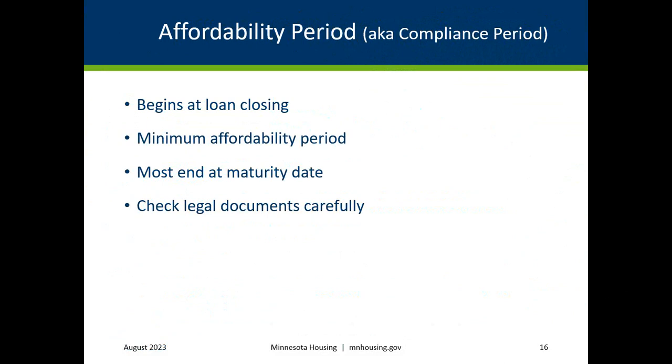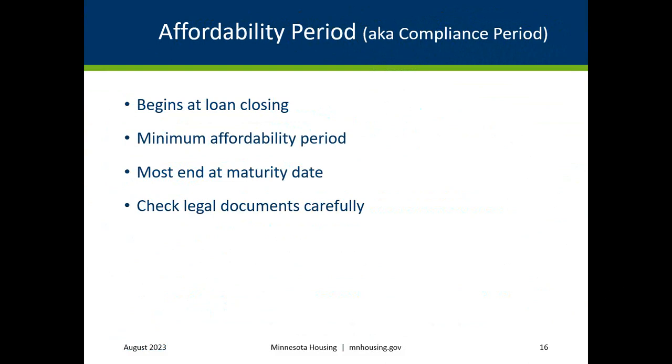Many loans have a minimum affordability period, that is, a minimum number of years the owner must comply with the income, rent, and occupancy requirements, even if the loan is repaid or forgiven. Many loans have a 15-year minimum affordability period, but some may be more than 15 years and some may be less. Check your program guide and/or loan documents carefully for language regarding a minimum affordability period. Most affordability periods end at loan maturity.